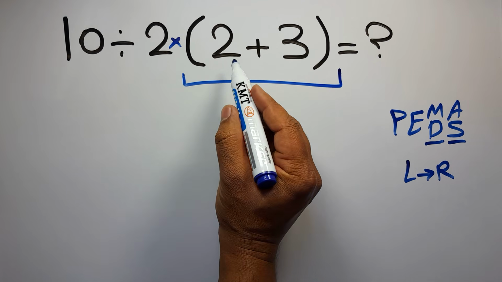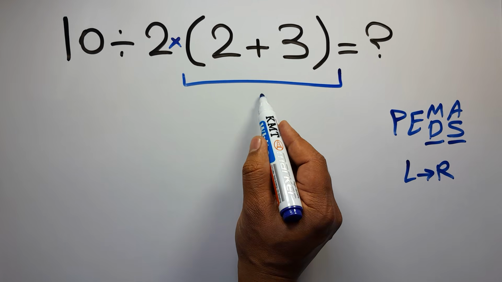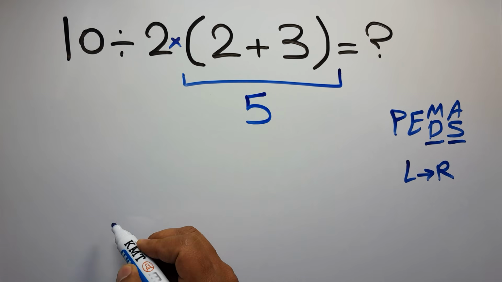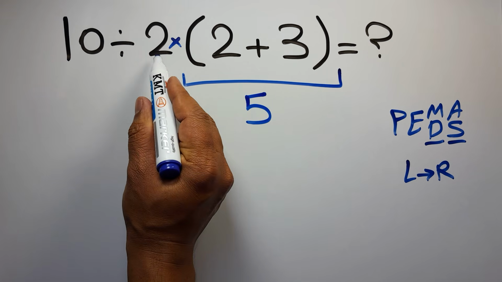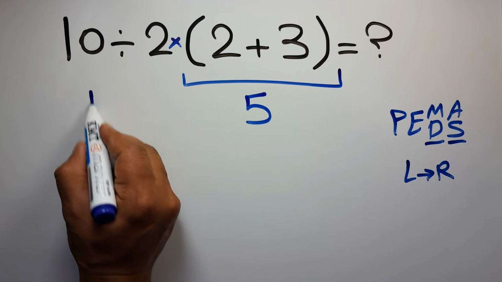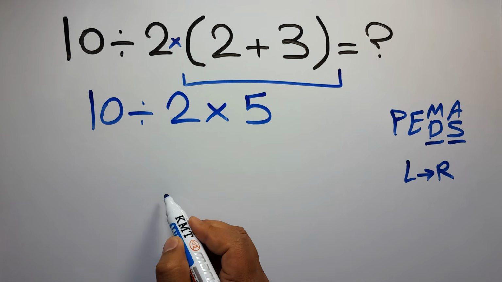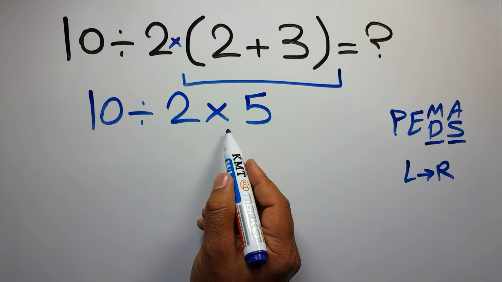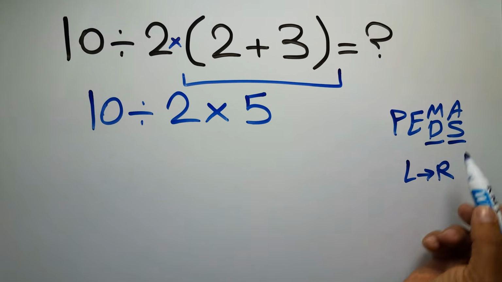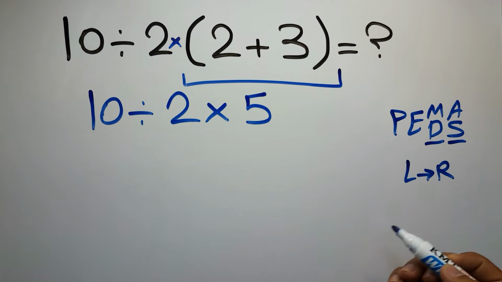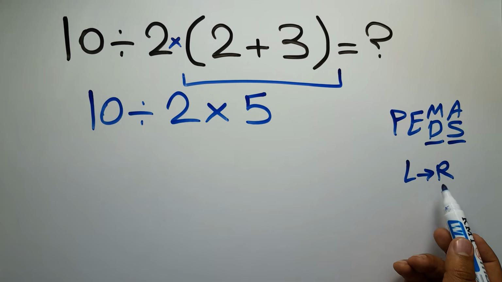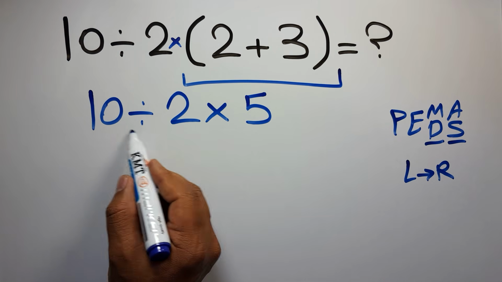Inside this parentheses, we have 2 plus 3, which equals 5. So 10 divided by 2, then times 5. Now we have one division and one multiplication. As I said, multiplication and division have equal priority and we have to work from left to right. So here, first we have to do this division.